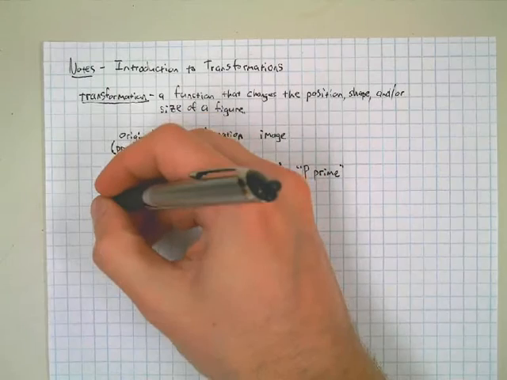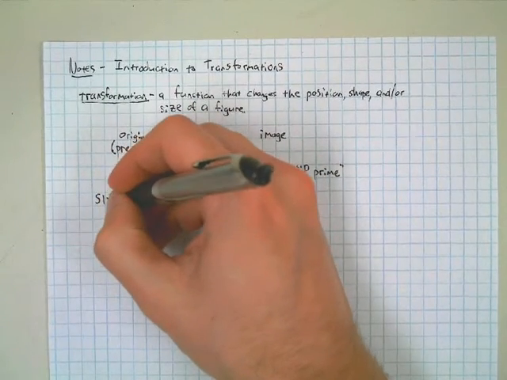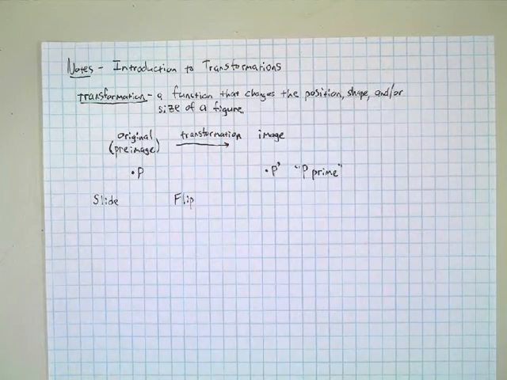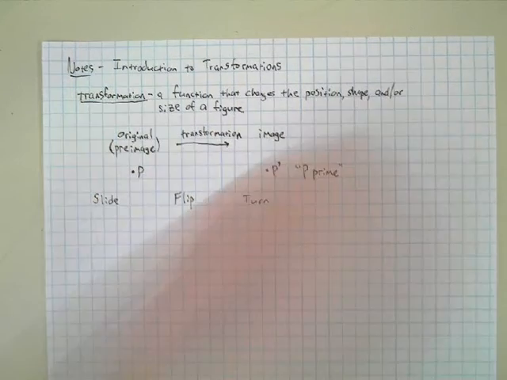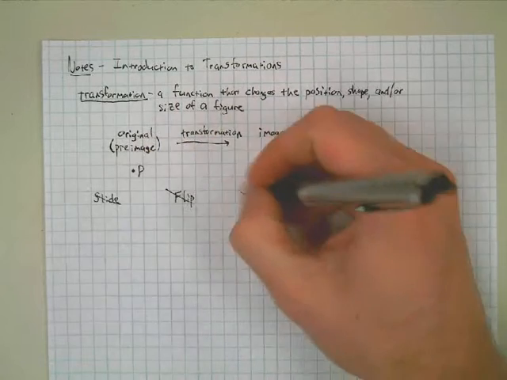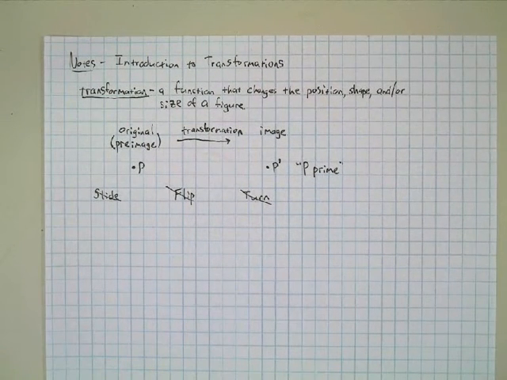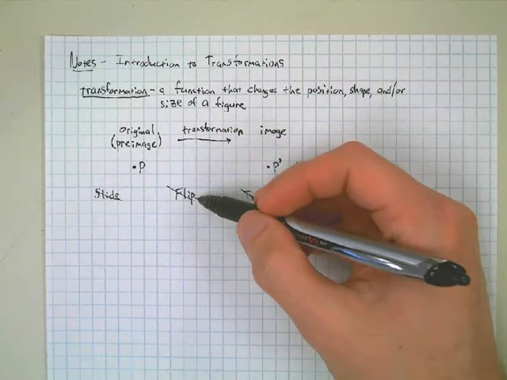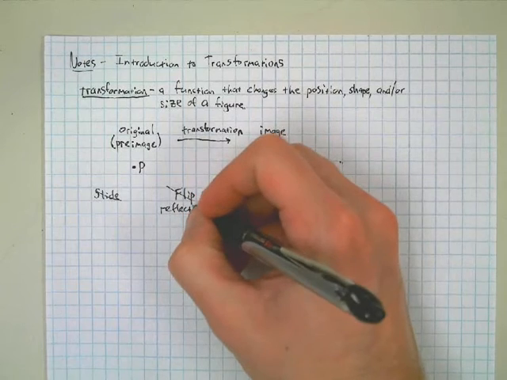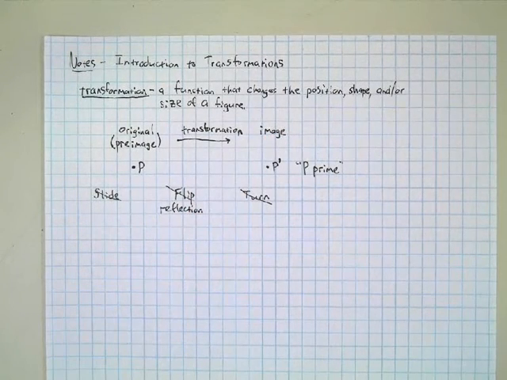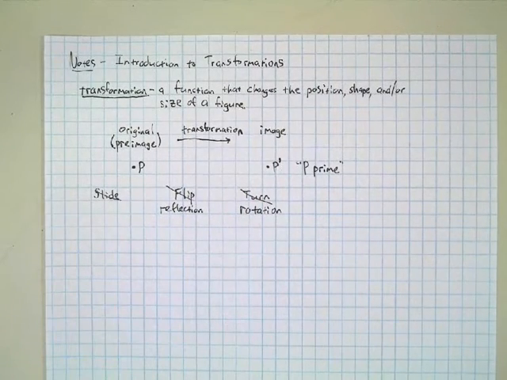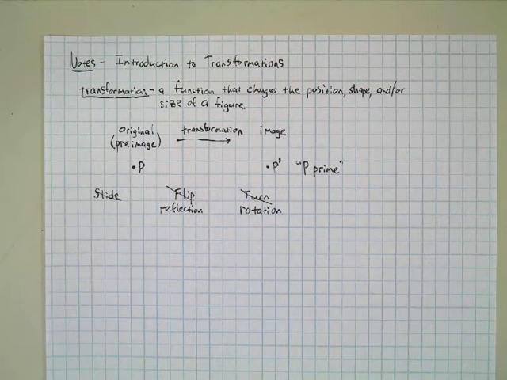So anyway, the main types of transformations you are hopefully familiar with from elementary school, when you first learned about these, are the slide, the flip, and the turn. Well, we're not going to use those words. We're going to use fancier math words. Instead of flip, we're going to call that a reflection. For a turn, we're going to call it a rotation. And instead of a slide, we're going to call it, this is harder, a translation.